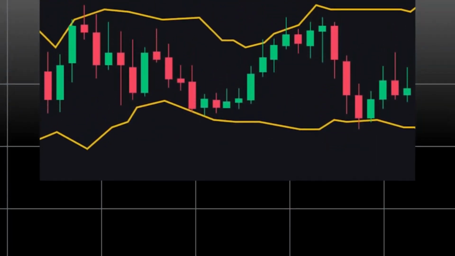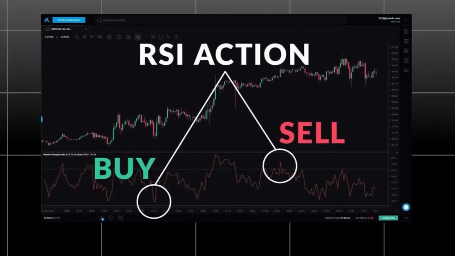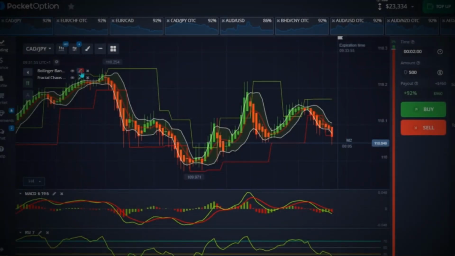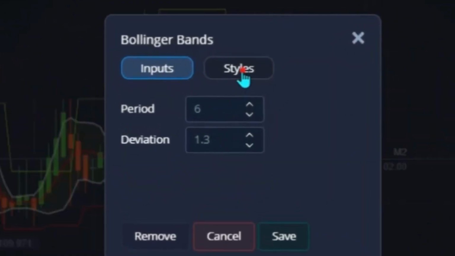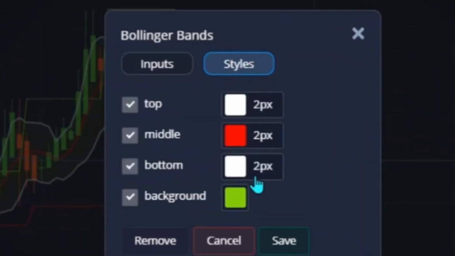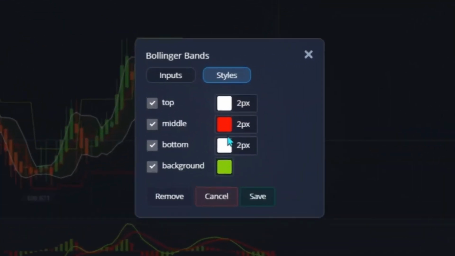The first indicator is obviously called Bollinger Band. The second indicator is Fractal. Third indicator is Stochastic. And the last indicator is RSI. So with my Bollinger Band, I come with a period of 6. The deviation is 1.3. On the style tab here, I take all the lines to be on 2 pixels, and I use this color combination. So that's pretty much all you have to do. So when you're done, you hit save.